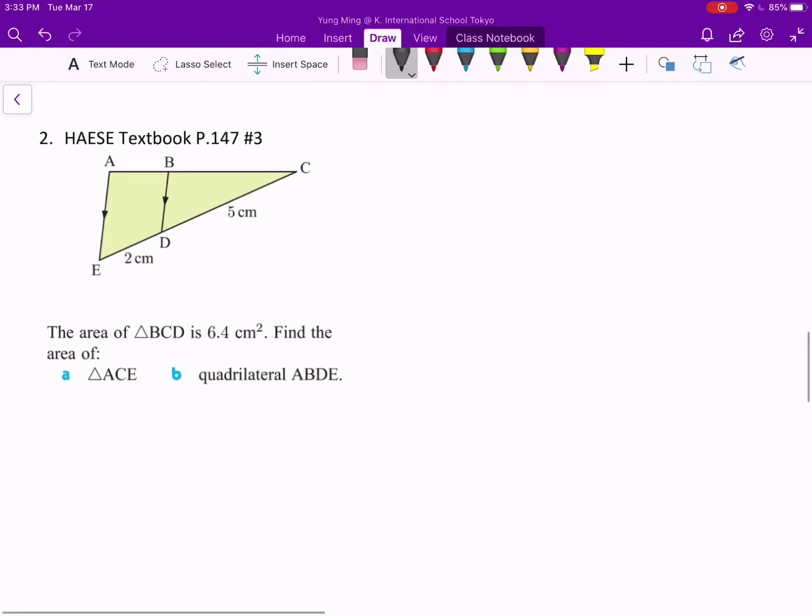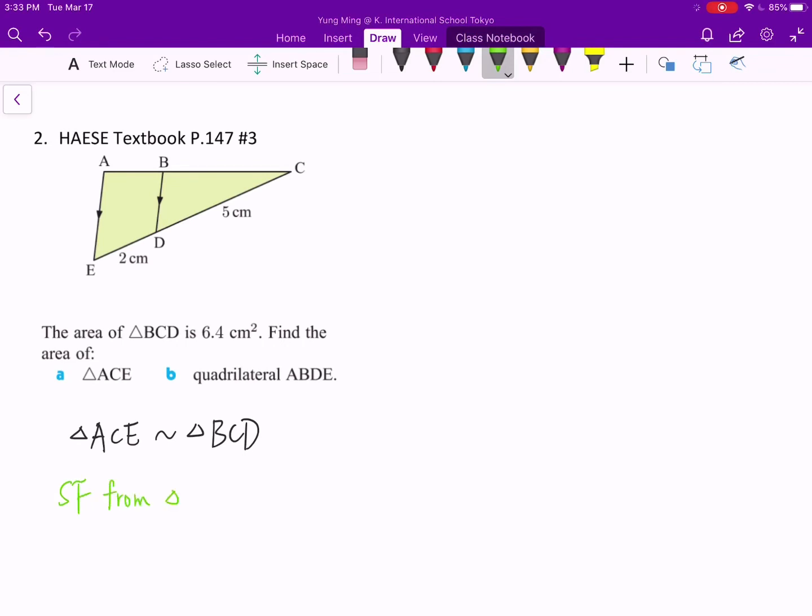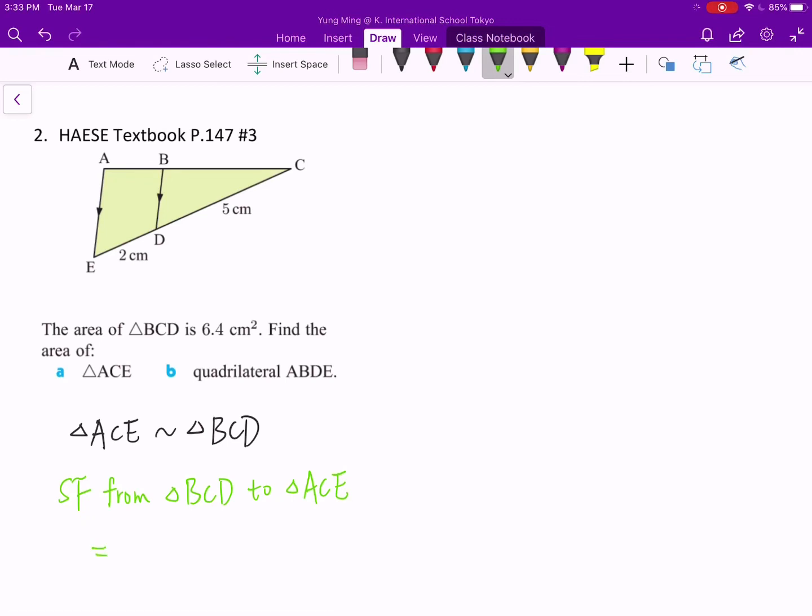So now the first thing that we notice is we actually have triangle ACE similar to triangle BCD. In this case, we can actually calculate our SF. The scale factor from the small triangle BCD to the bigger triangle ACE is equal to, you're going from 5 to 7 actually, so we're having 7 over 5. So we can use that to solve our questions.